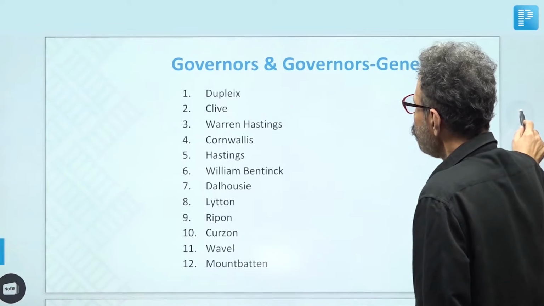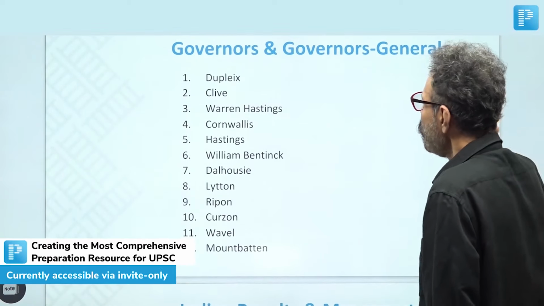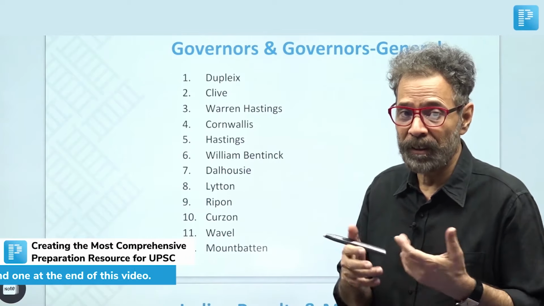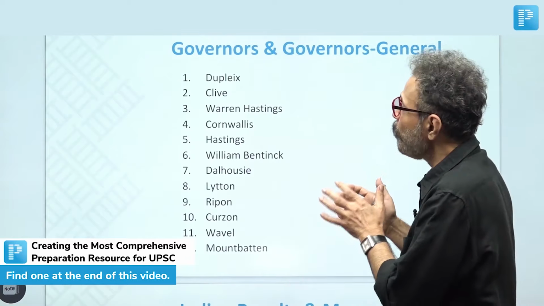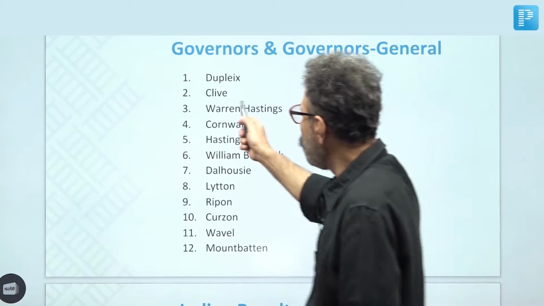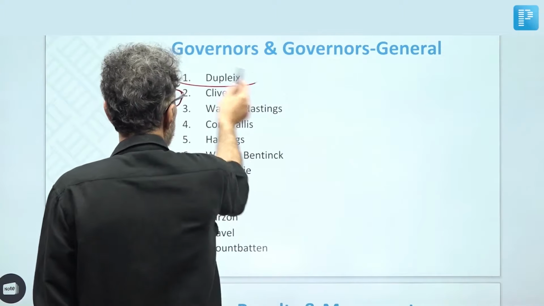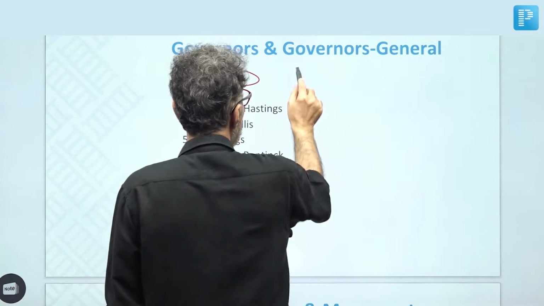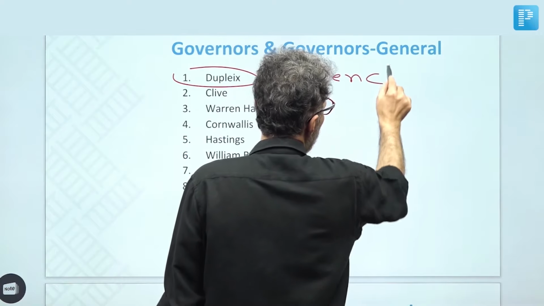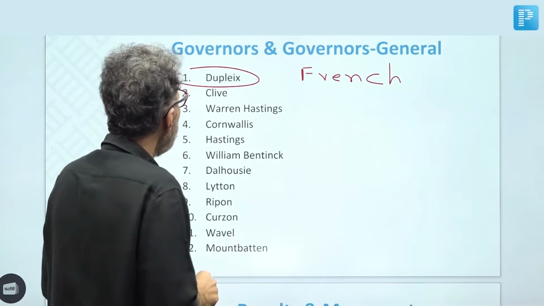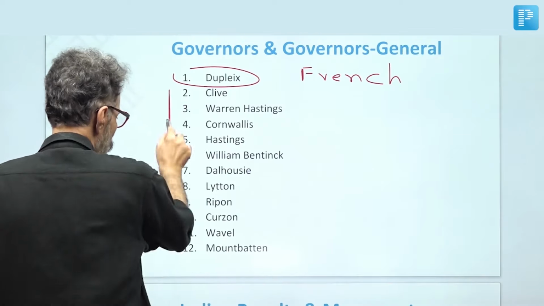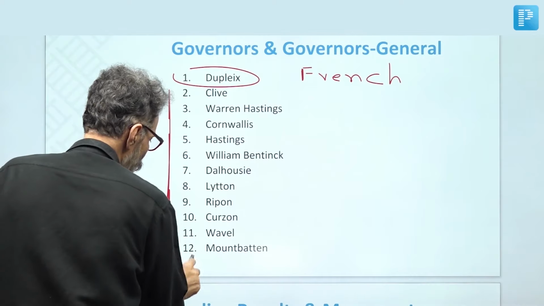This is a list of governors and governors general. And this list is comprehensive, comprehensive in the sense that it has all that you need to focus on for the exam. Here, number 1, Dupleix, is the only one who is French. And all the rest, 2 to 12, they're all British.